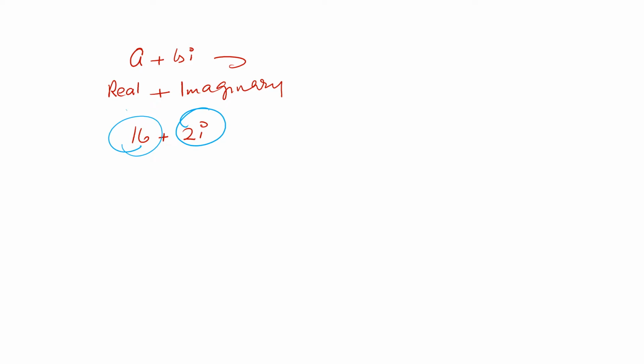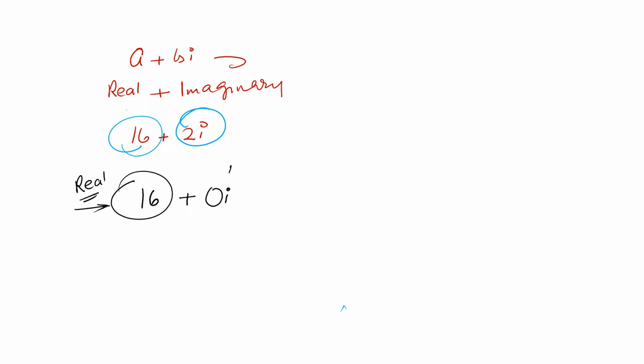Now if I give you only 16, you can see there is no i, so 16 is a real number. My question is, what is the imaginary part of this number? Of course i is not written, so it means 0i. So the imaginary part of this number will be 0.